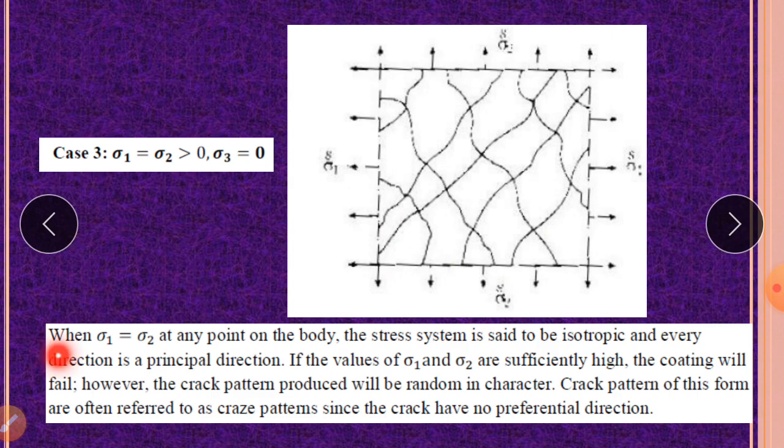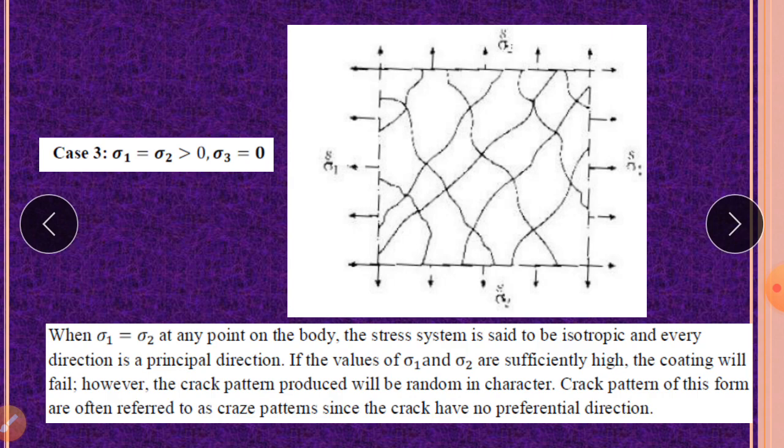When sigma 1 is equal to sigma 2, at any point on the body the stress system is said to be isotropic, meaning equal stresses are applied in each direction, and every direction is a principal direction. If the values of sigma 1 and sigma 2 are sufficiently high, the coating will fail. However, the crack pattern produced will be random in character. The crack pattern of this form is often referred to as craze patterns, since the cracks have no preferential direction.